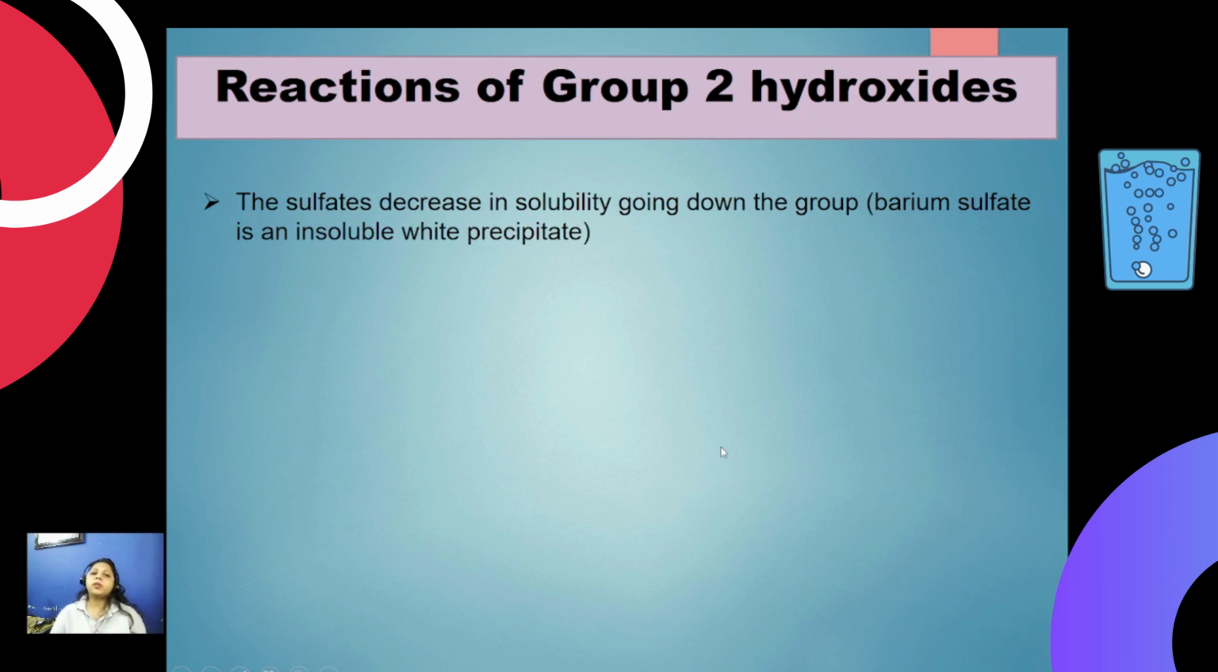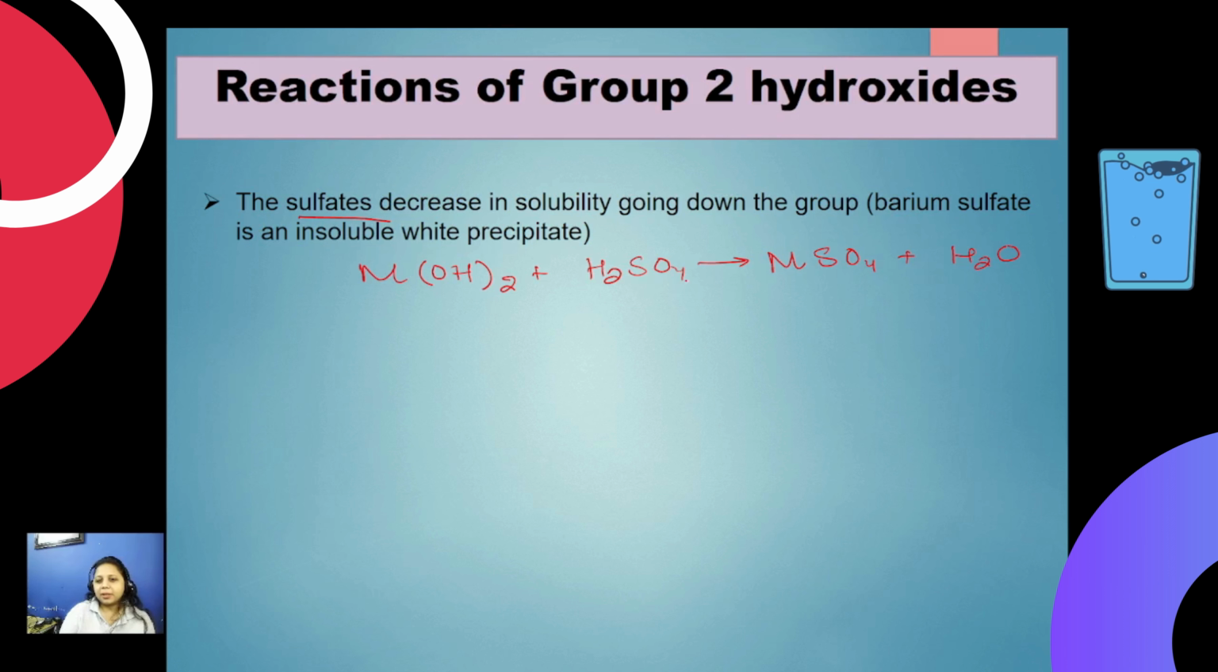Now, when they react with sulfuric acid, the sulfates are insoluble. Only magnesium sulfate is going to be soluble. Others are going to be solids because those are insoluble. So let's write the reaction. First, we're going to write the general equation. The metal hydroxide reacts with acid, that is H2SO4, and makes a salt, metal sulfate, along with water. Okay, let's balance it. It's already balanced. No, there's a 2 over here.